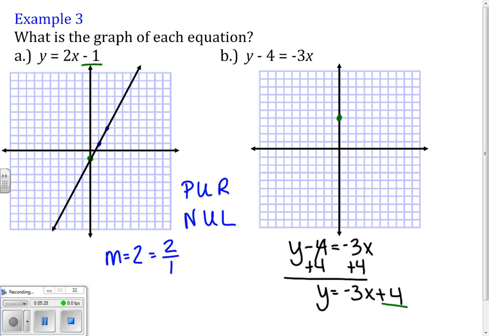From there, we're going to count off the slope. Now, the slope of this one is negative 3, which is the same as negative 3 over 1. So instead of going up and to the right, I'm going to go up 3 and to the left 1 a couple of times. If you go up and to the left, then that allows you to get the negative slope that you're looking for.